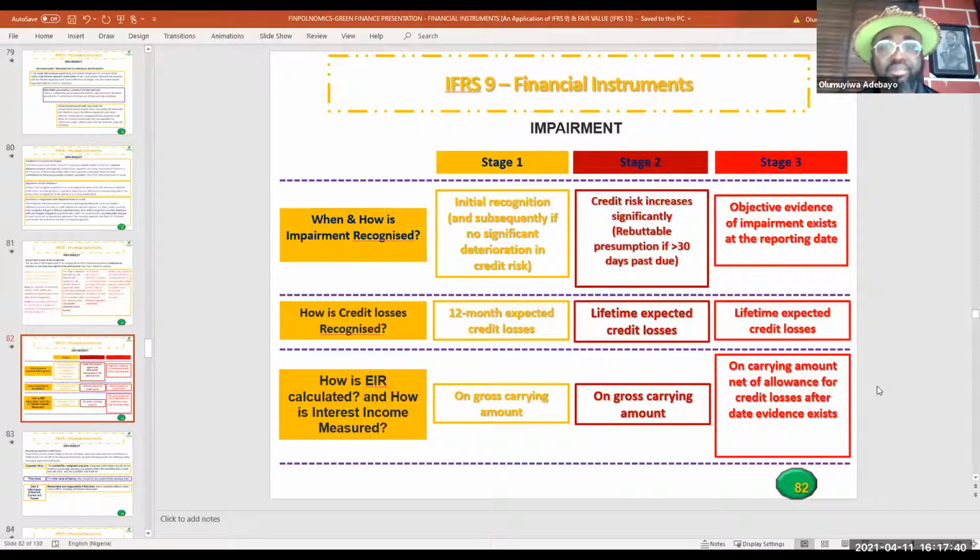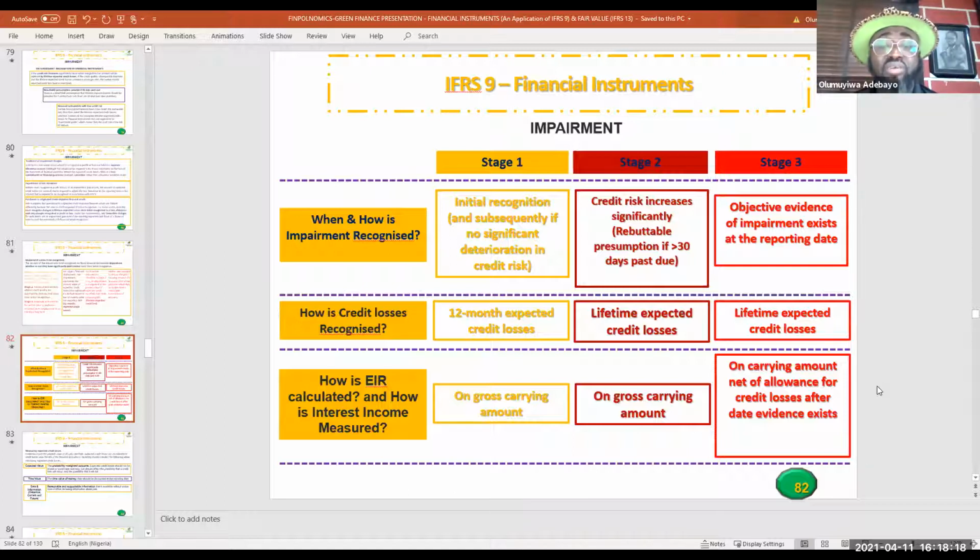Now let me shock you here. Stage 1, 2, 3 are not necessarily transitory. I repeat, stage 1, 2, and 3 are not necessarily transitory. What does that mean? It means that you do not necessarily graduate from stage 1 to stage 2 and from stage 2 to stage 3. No. From stage 1, you can end up in stage 3 without branching to stage 2.